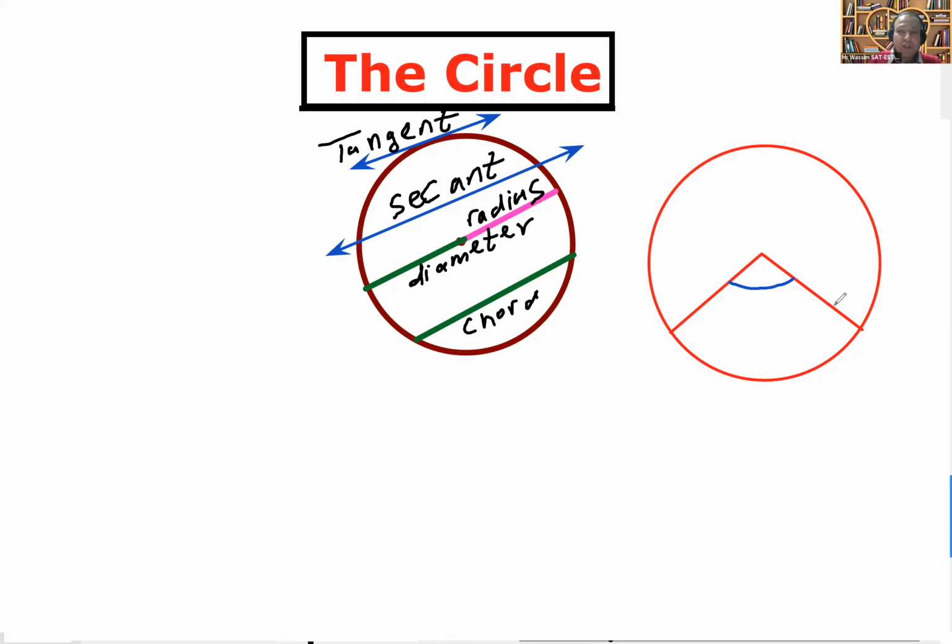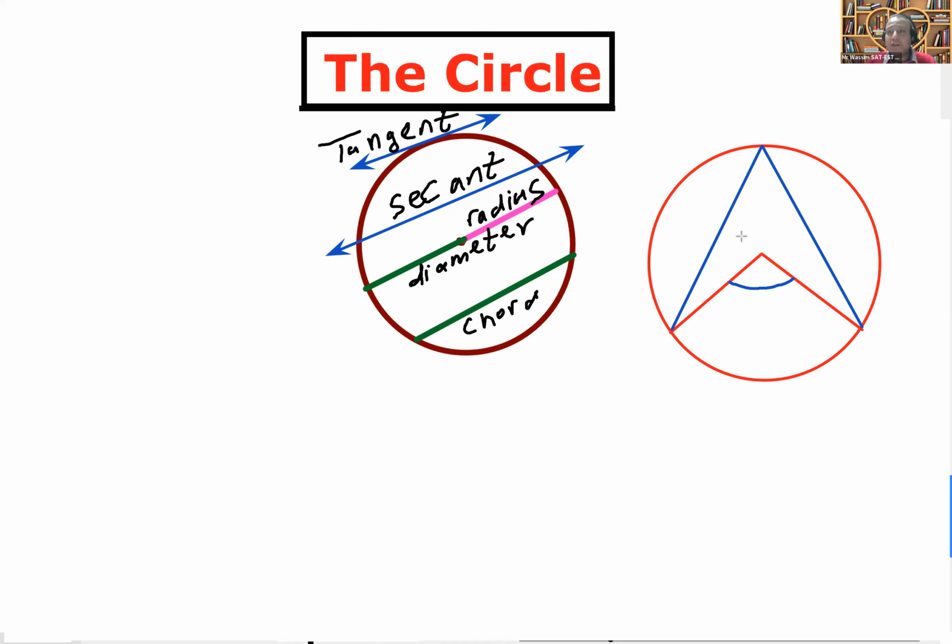Okay? Now wait, Jonathan. Who can tell me what about this angle? First step, what is the name of this angle? It has a name, not about letters. This one is called the central angle. What about the other one?